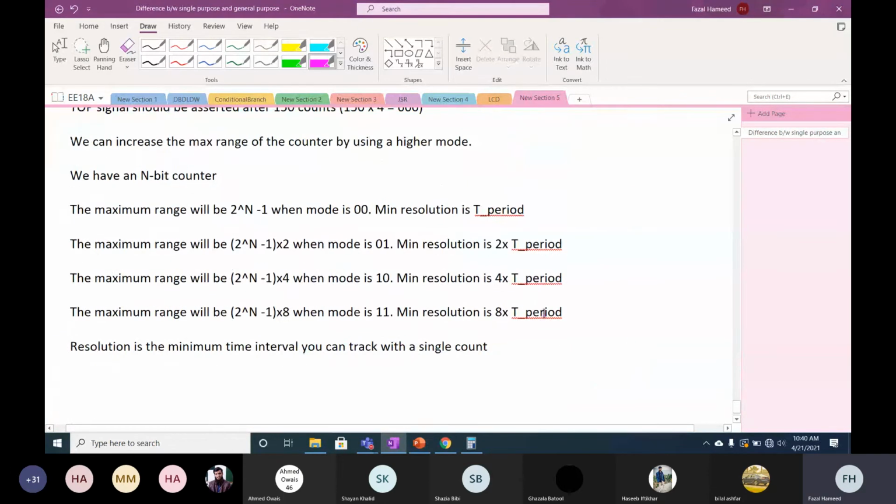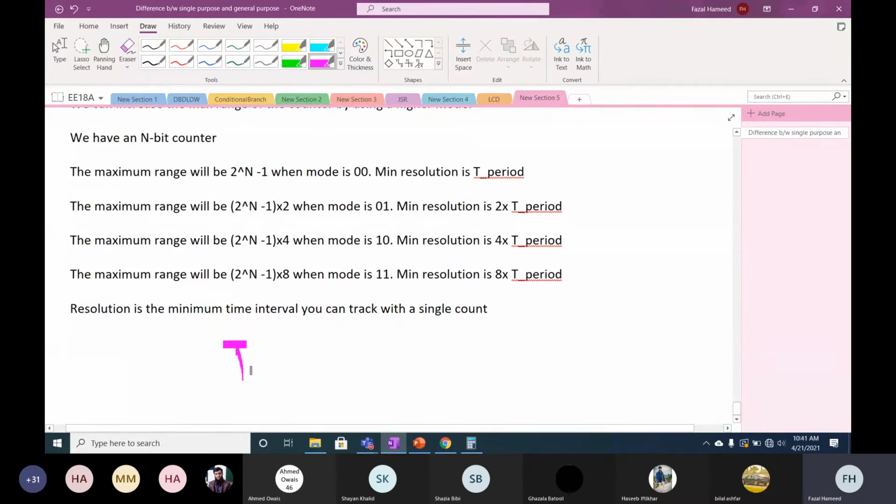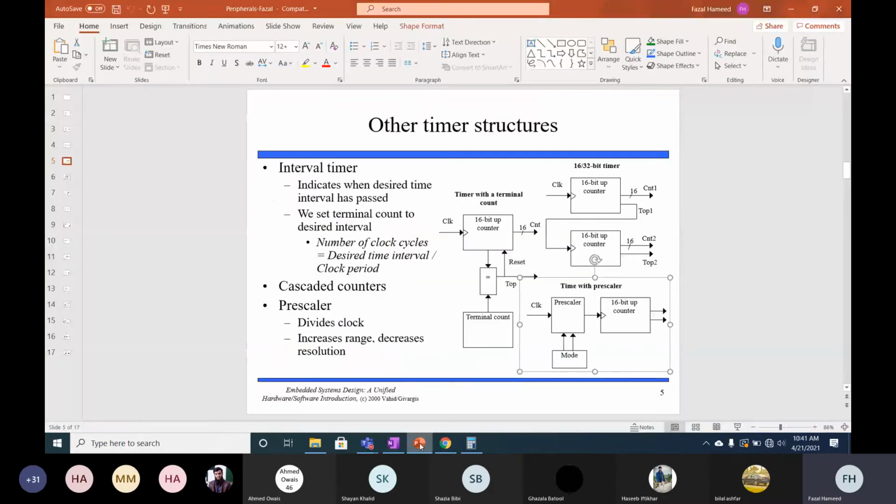So if the clock frequency is f, what is t period? t period is equal to 1 divided by f, and f is referred to as the clock frequency. Okay, did you understand or not? Okay. So the prescaler divides the clock, and it increases the range and decreases the resolution.